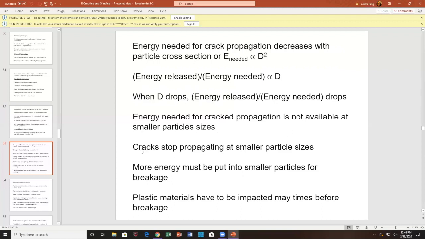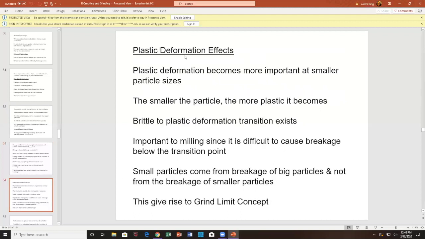So cracks stop propagating at smaller sizes. More energy must be put into smaller particles for breakage. Plastic materials have to be impacted many times before breakage. Anyway. Plastic deformation becomes more important at smaller sizes. The smaller the particle, the more plastic it becomes. So a brittle to plastic deformation transition occurs, which gives rise to what is called the grind limit. It's important in milling, since it's difficult to cause breakage below the transition point.